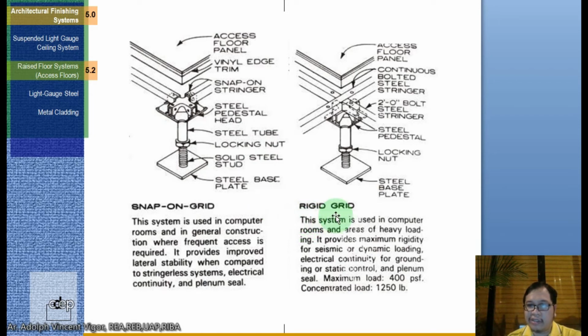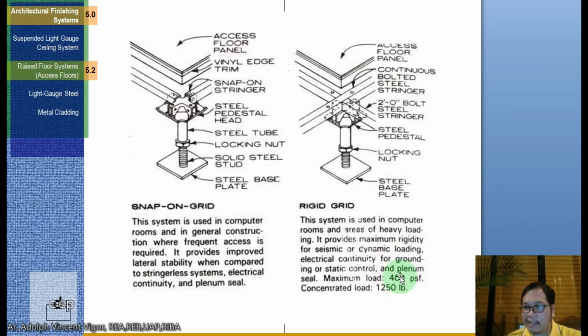This is the rigid grid. So this system is used in computer rooms and areas of heavy loading. It provides maximum rigidity for seismic or dynamic loading, electrical continuity for grounding or static control, and plenum seal. That's a maximum load of 400 pounds per square inch and a concentrated load of 1,250 pounds.